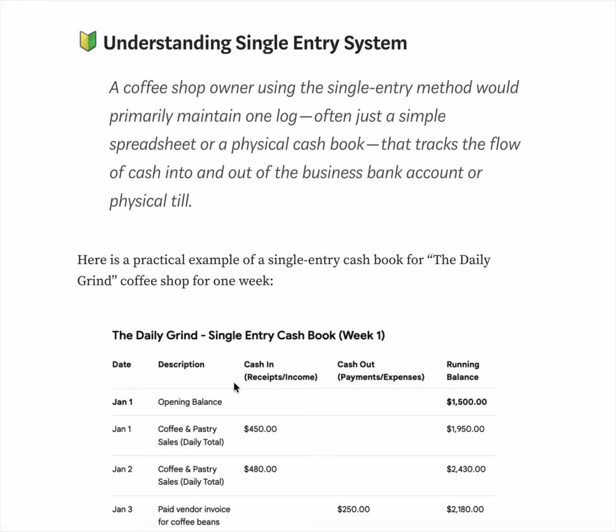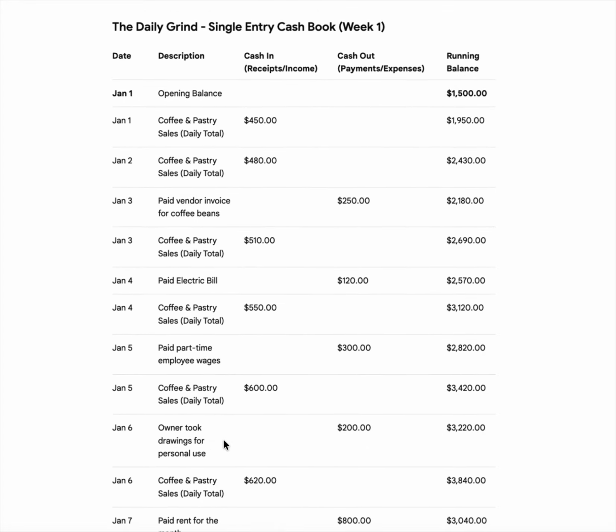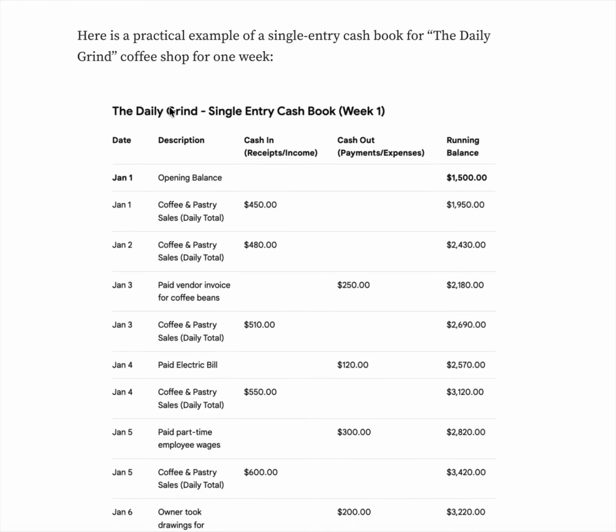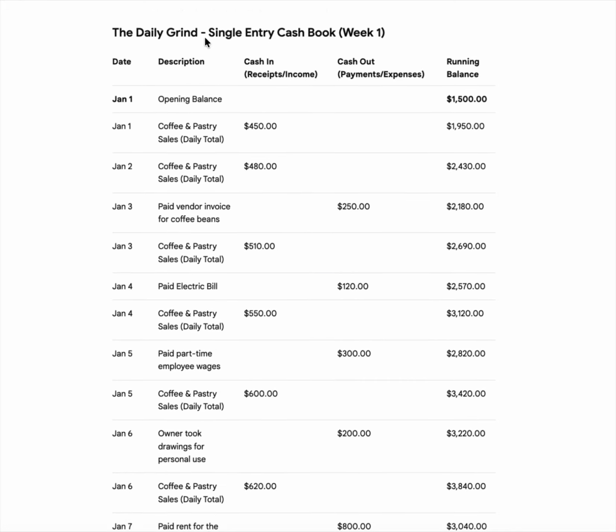So in a very simple coffee shop, you can see this is a simple basic example. In this single entry system, we are taking a case study of a coffee house named the Daily Grind. As you can see here in the image, this is a single entry cash book of the first week, week one.